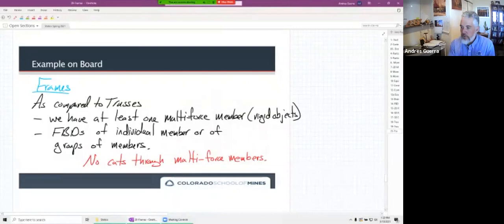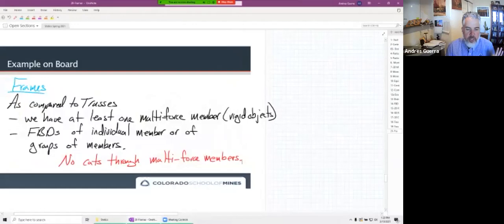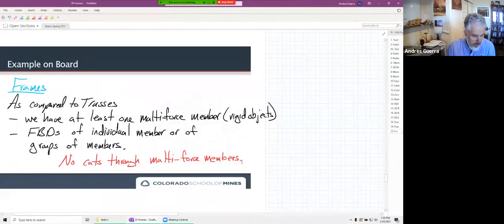We have made cuts through two-force members. That's what we did with trusses. That was method of sections. We were cutting through those two-force members. With frames, though, we are going to make sure that we are not making any cuts through multi-force members. We can cut through two-force members, but not through multi-force members.